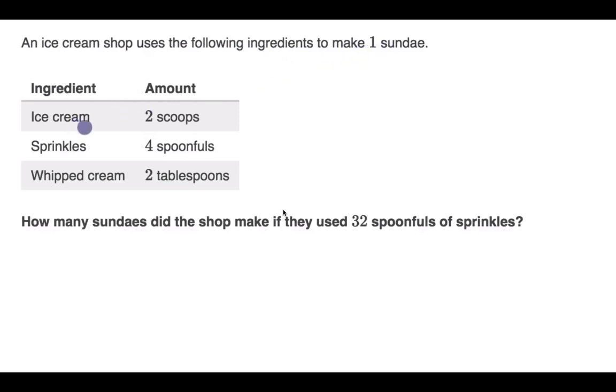So here we're told an ice cream shop uses the following ingredients to make one sundae. They use two scoops of ice cream, four spoonfuls of sprinkles, two tablespoons of whipped cream. How many sundaes did the shop make if they used 32 spoonfuls of sprinkles?